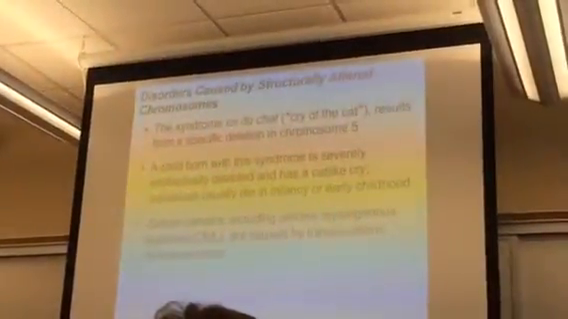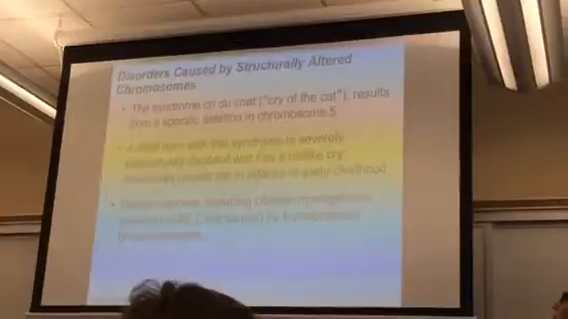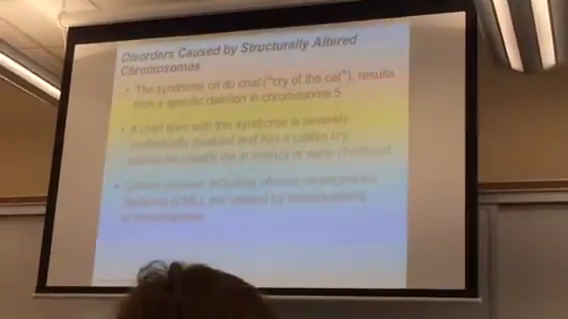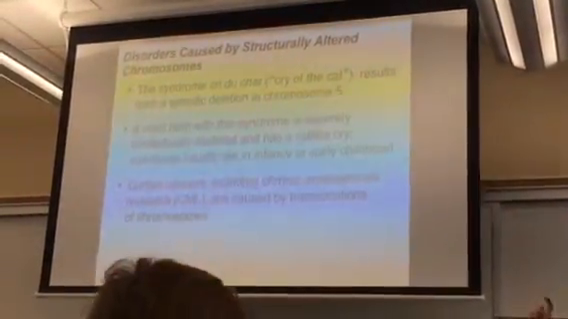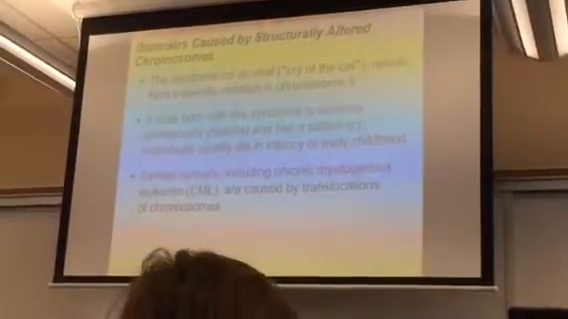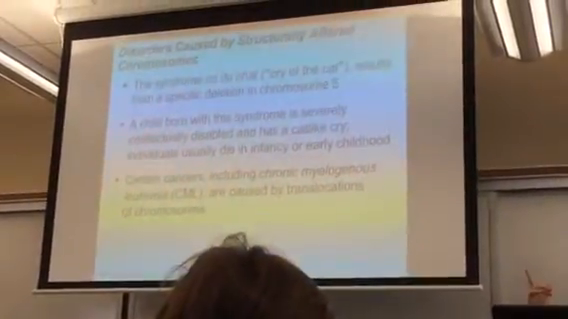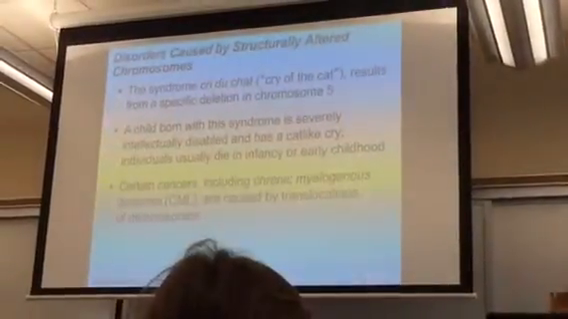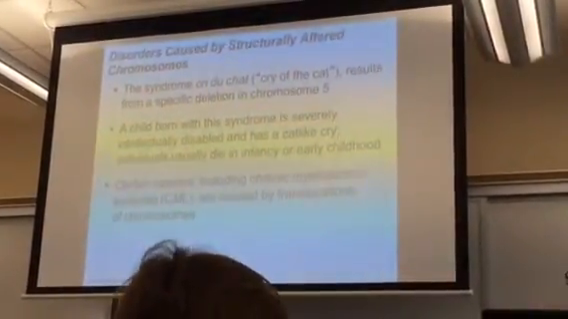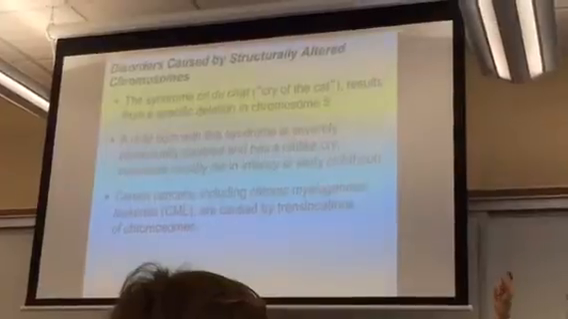So that's a few examples of disorders that are caused by an altered number of chromosomes. If we talk about just chromosomal abnormalities with the deletions and duplications and inversions and translocations, there's also a few specific diseases. One is Cri du chat, which is called cry like a cat because children that are born with this have a specific deletion of chromosome 5.